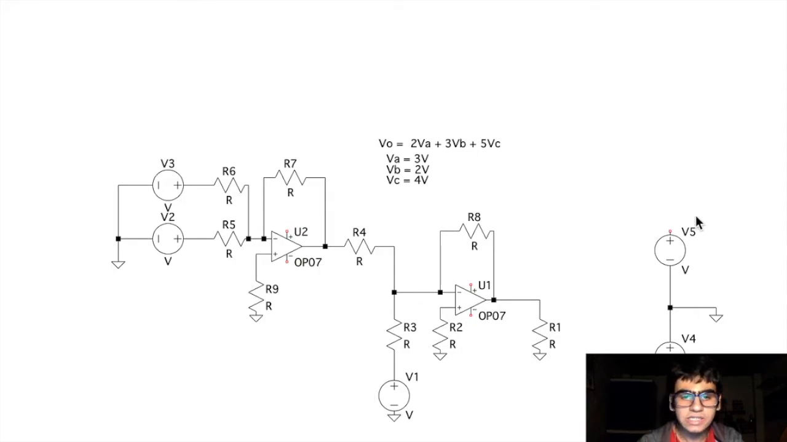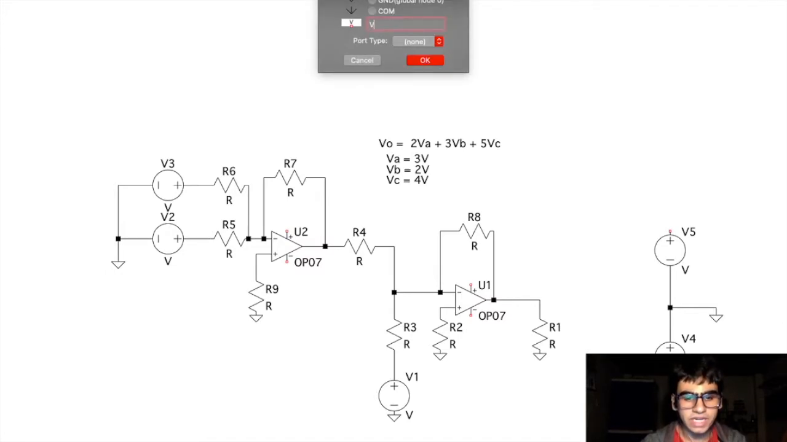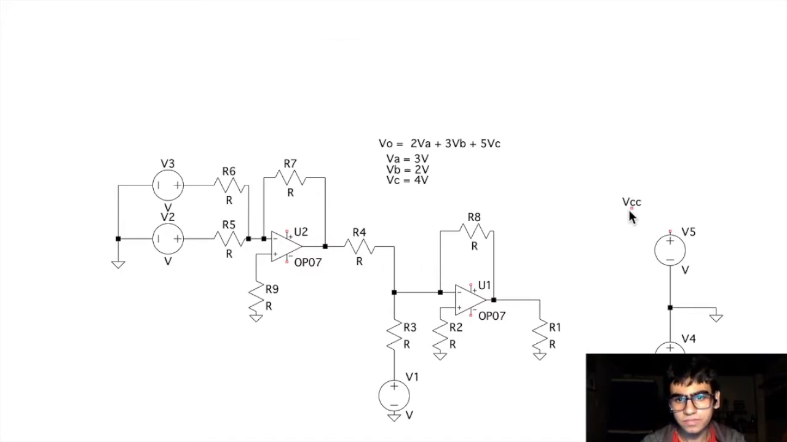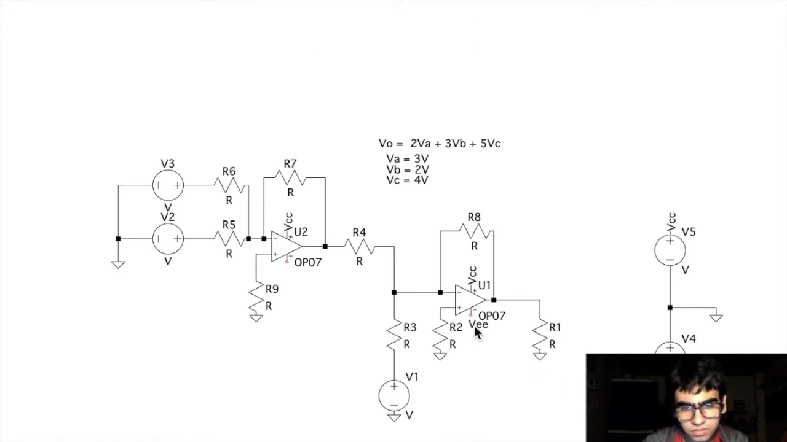To connect these 2 components to the op-amp terminals, we'll use a label. Press the F4 key, type in the label name. I'll type in VCC. You can place the label multiple times. And similarly, I'll do it for VEE as well. We'll place additional labels for the input voltages and the output voltage.